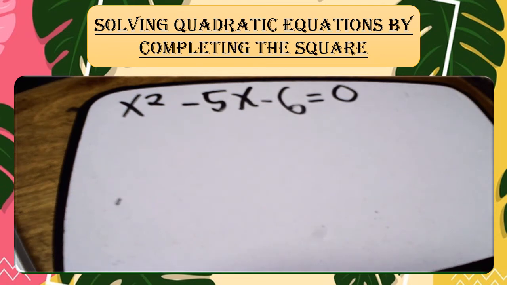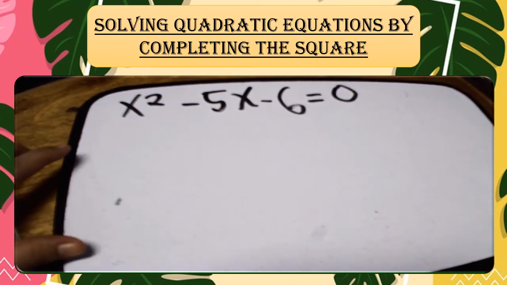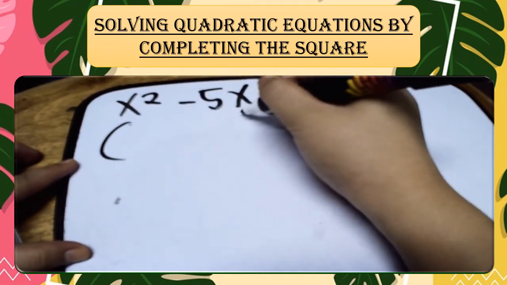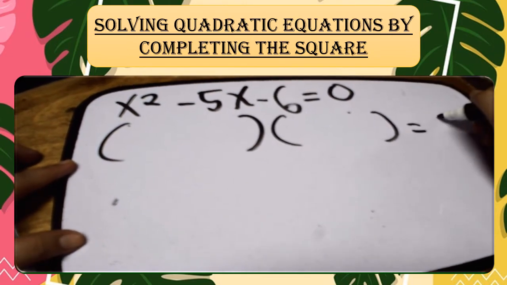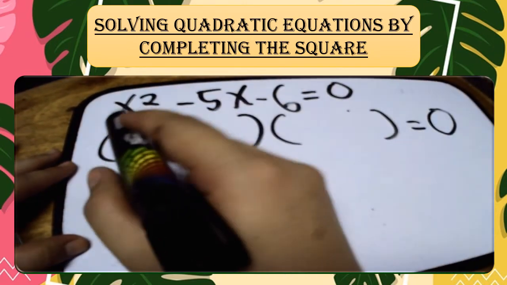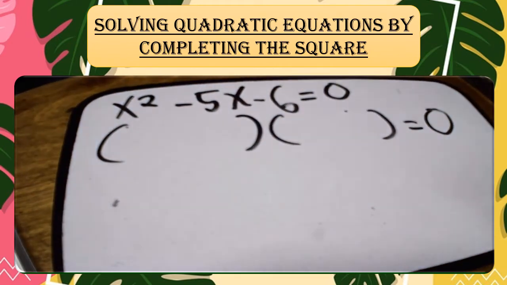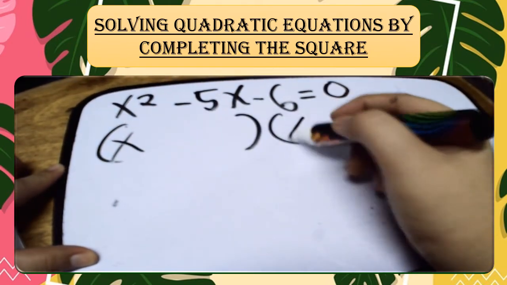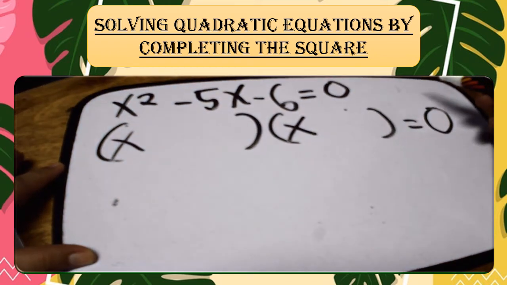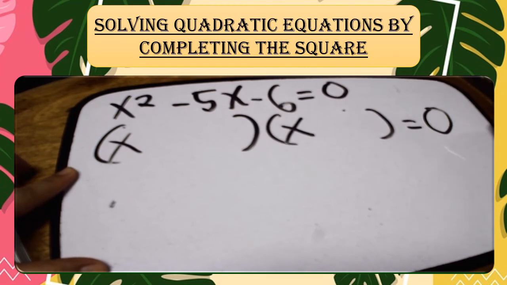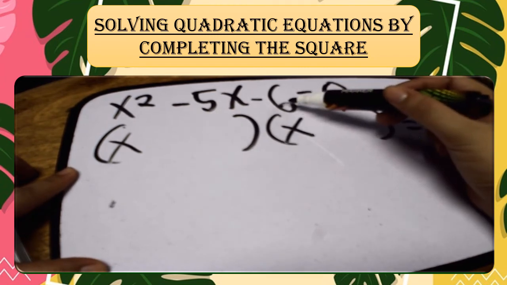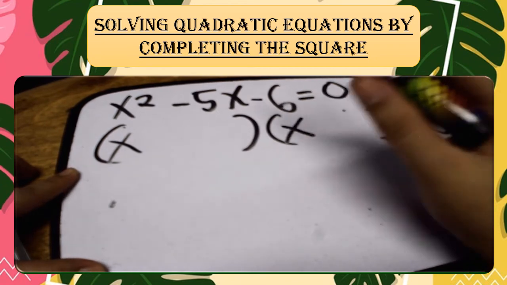Now, let's solve quadratic equations by completing the square. So, given we have x squared minus 5x minus 6. Since it is square, let's put 2 parentheses and equal to 0. Then, x squared is x and x. Then, think of two numbers. If we multiply them, the answer is negative 6. Then, if we add them, the answer is negative 5.